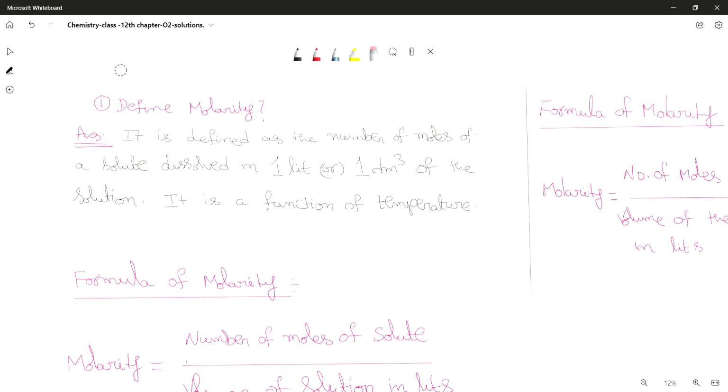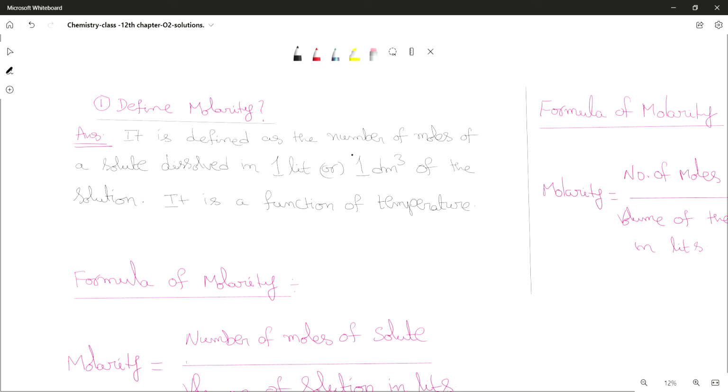Welcome everyone. This is lecture number 3, class 12th, chapter number 2, solutions. So let us see, this is a very small lecture. Here we see that the first part is: define what is molarity. So how do we define molarity? That's the first question.